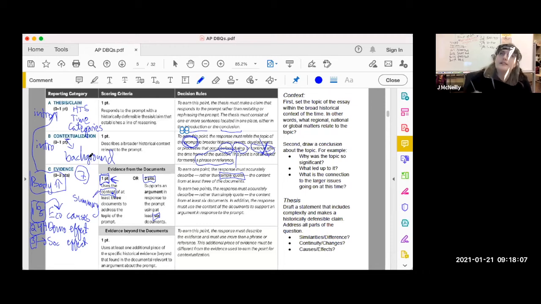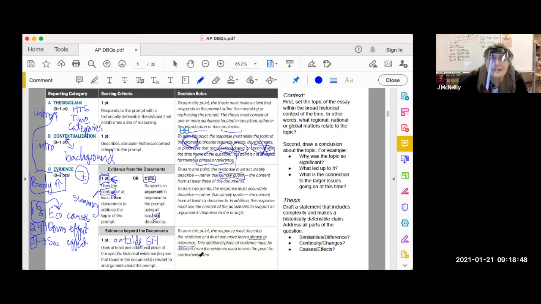But the documents aren't the only evidence that you use to back up your claim. You also have evidence from your brain. There's going to be information in the documents that you can use to back up your claim, but you also have outside SFI. And again, this can't be random trivia about that time period. Like, oh, during this time period, Russia rose to power. Well, that has nothing to do with the prompt. That has nothing to do with exploration, right? It has to be relevant, and it has to be more than a phrase or a reference, okay?